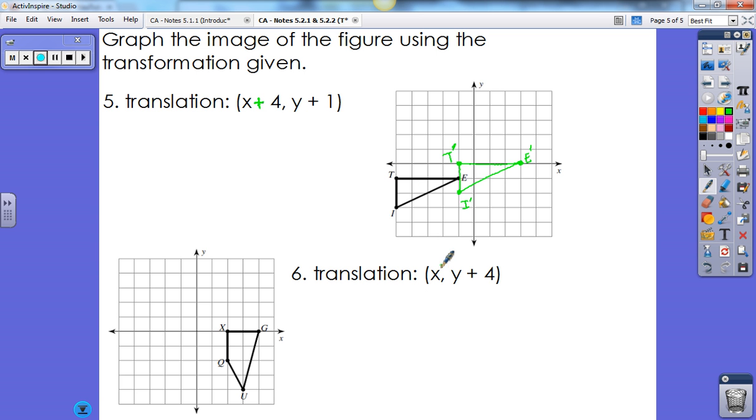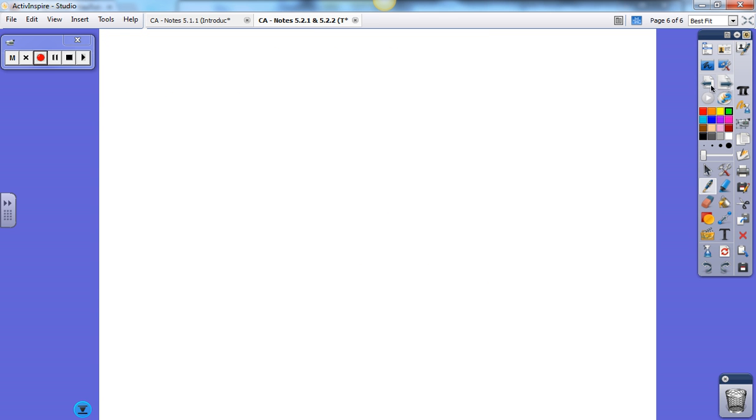Alright, in this case, all I'm doing is taking it and moving it 4 up because the x is not changing, we're not adding or subtracting to the x. So I'm going to take everything and just move it straight up. So 1, 2, 3, 4, label it x prime. 1, 2, 3, 4, label it g prime. 1, 2, 3, 4, label it q prime. And 1, 2, 3, 4, label it u prime. And then connect my dots. And that is my translation for up.